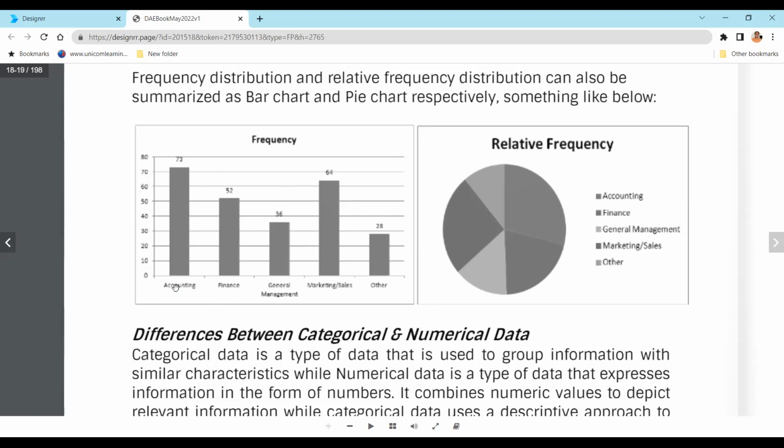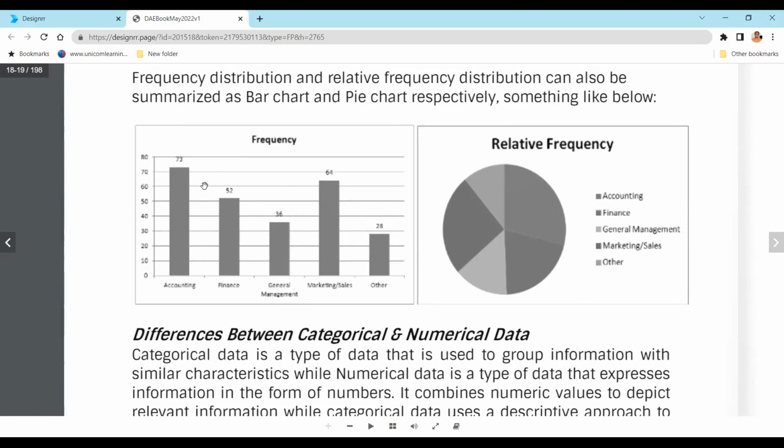So you're counting how many such categories are there. There are 73 values of accounting, 36 of another. This is data of 200 students in a business school getting placed. They're looking at which department they got placed in: finance, accounting, general management, or sales.